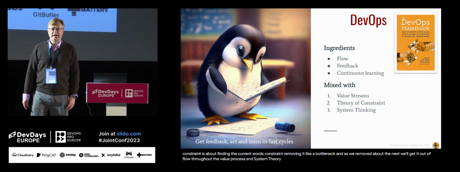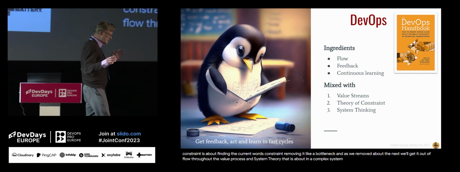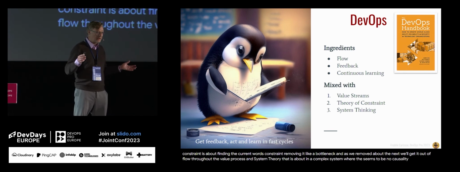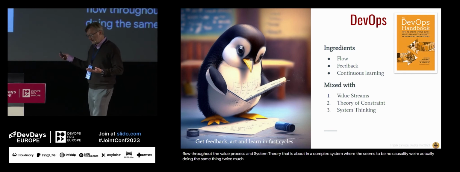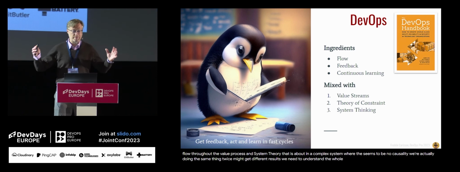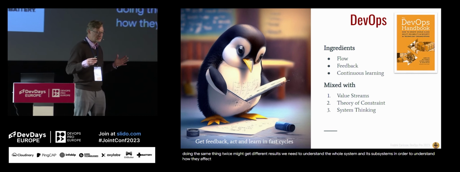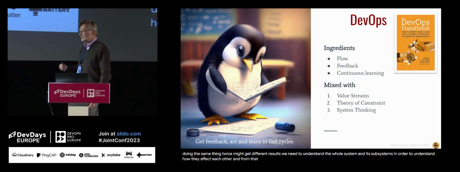Systems theory is about a complex system where there seems to be no causality, where actually doing the same thing twice might give different results. We need to understand the whole system and its subsystems in order to understand how they affect each other. And from that, we can then take action.